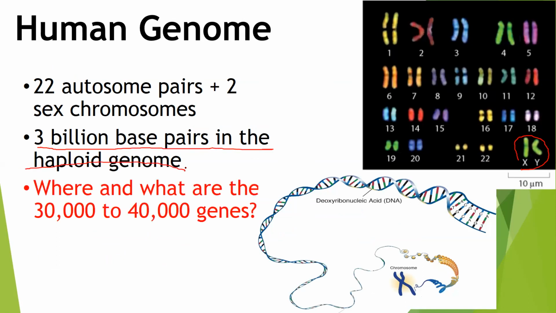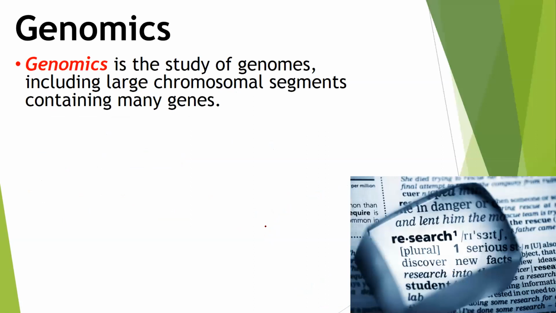That's a lot. In one set of the complete genome, there are about 30 to 40,000 genes. Genomics means the study of the genome, including large chromosomal segments containing many genes. In our class, we just finished studying large chromosomal segment rearrangement disorders. This is a very important part of genomics.